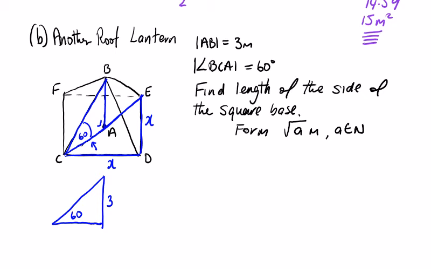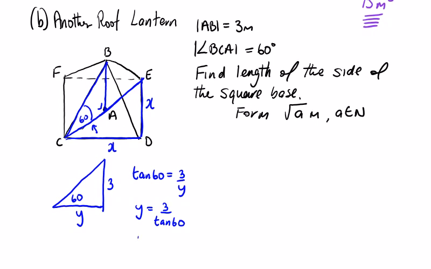So we need to get the base here, CA, we'll call it y because we call the other one x. So it's tan, because we have the two straight sides, tan of 60 is equal to 3 over y, O over A. So y is equal to 3 over tan 60. And the tan of 60 is root 3, so 3 divided by root 3 is root 3. So y is equal to root 3.